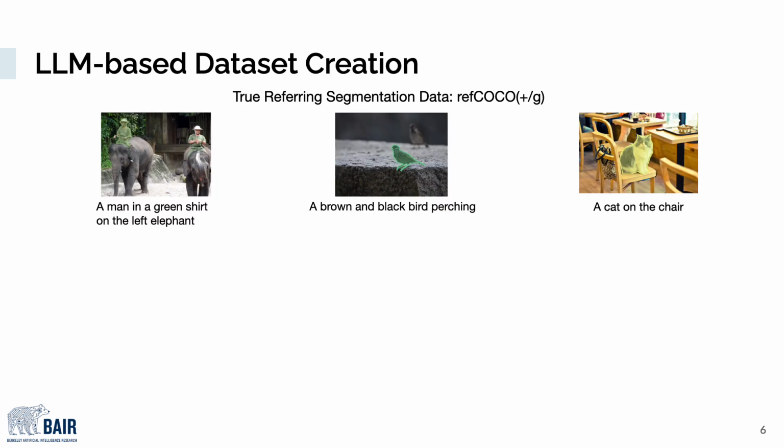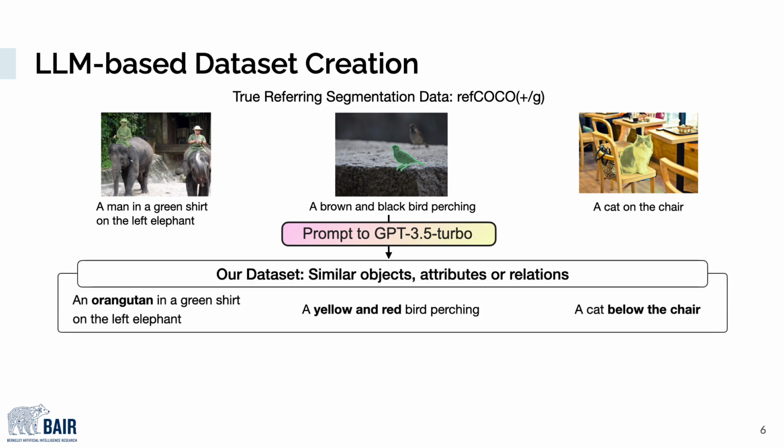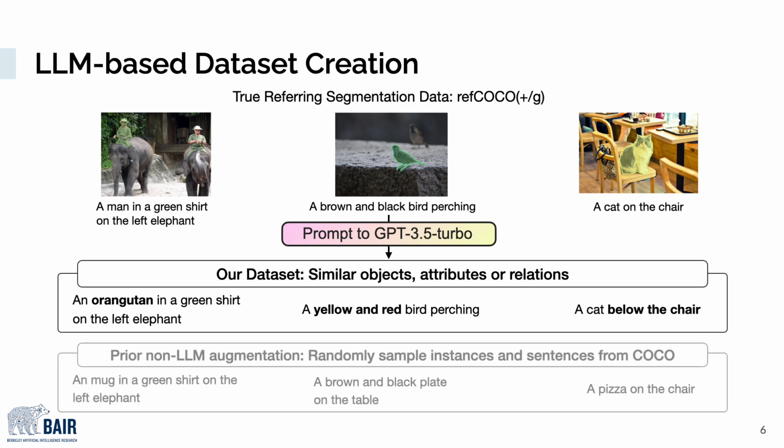Specifically, given the true referring phrases, we use GPT 3.5 to produce the false premise queries. Prompted with guidelines and in-context examples, the LLM can generate semantically similar false premises like similar objects, attributes, or relations. These data are more diverse and reasonable for the false premise correction task compared with existing data that directly sample categories from COCO.